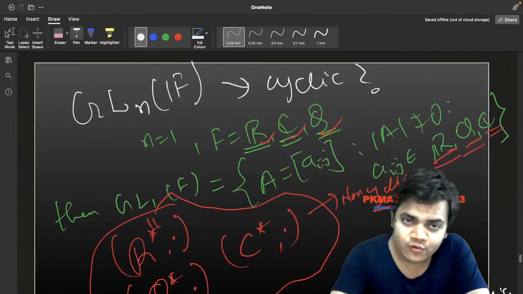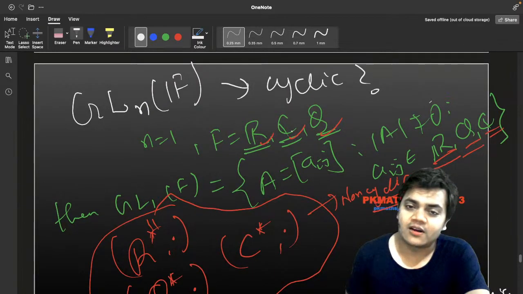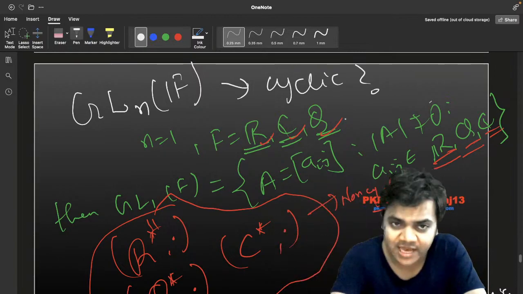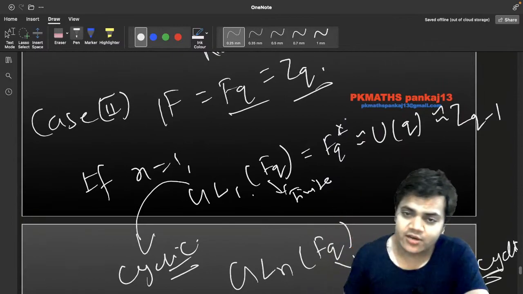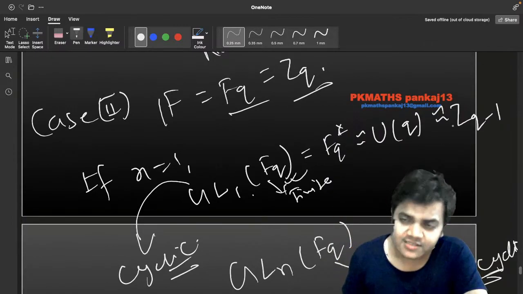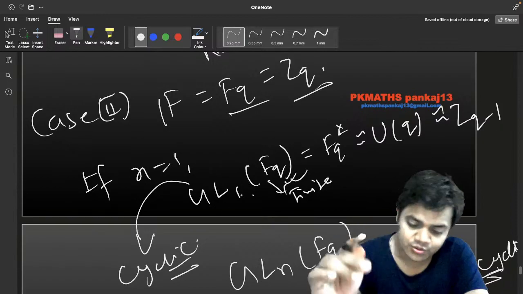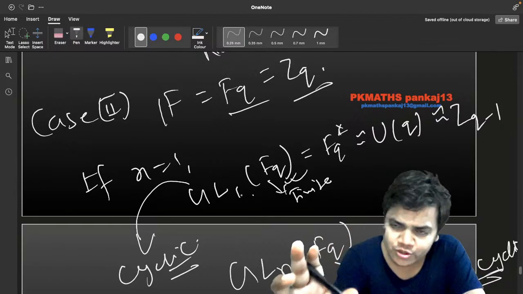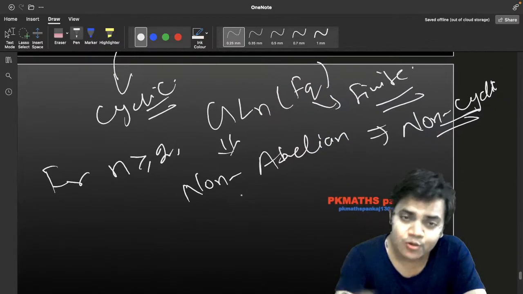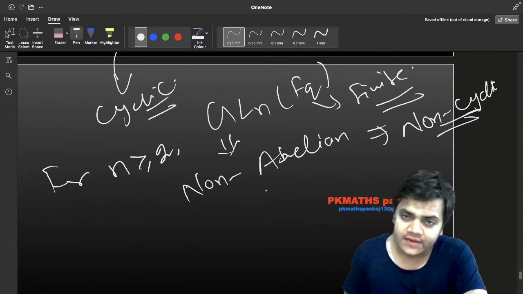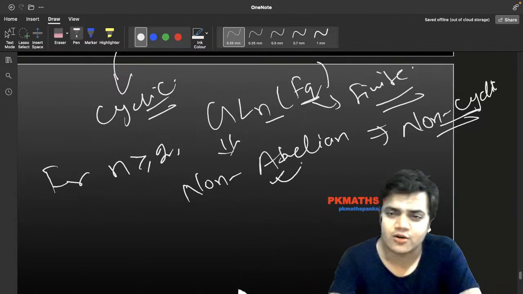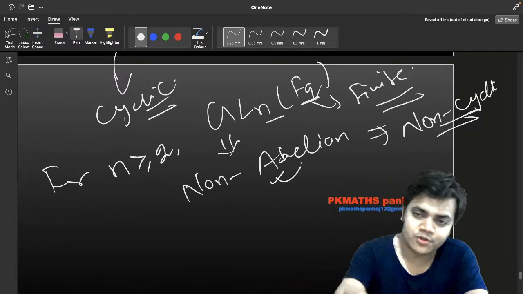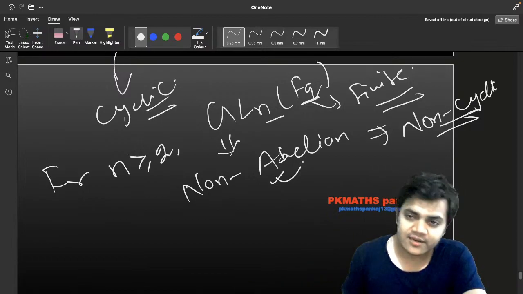So what is the note? For GL_n(F), if your F is real, complex or rational, then this is not going to be cyclic for any n. But if n equals 1 and your field is finite, then GL_1(F_q) is going to be a cyclic group because it is isomorphic to Z_n. But if n is greater than or equal to 2, then GL_n(F_q), even if F_q is a finite field, is non-abelian because multiplication of matrices is non-abelian, and therefore nobody will stop you from saying that this is non-cyclic.